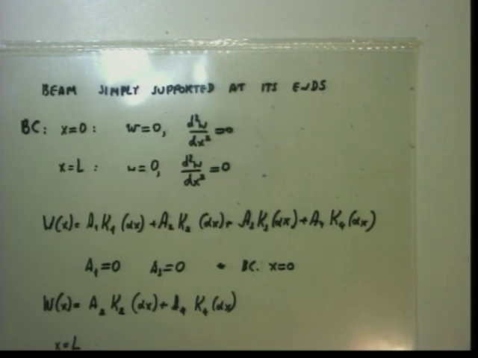Because these K's have very interesting properties. Had I been dealing with sines and cosines, that would not be the case, and I would have huge equations. So if A1 and A3 are 0, then I'm left with only 2 coefficients, A2 and A4.